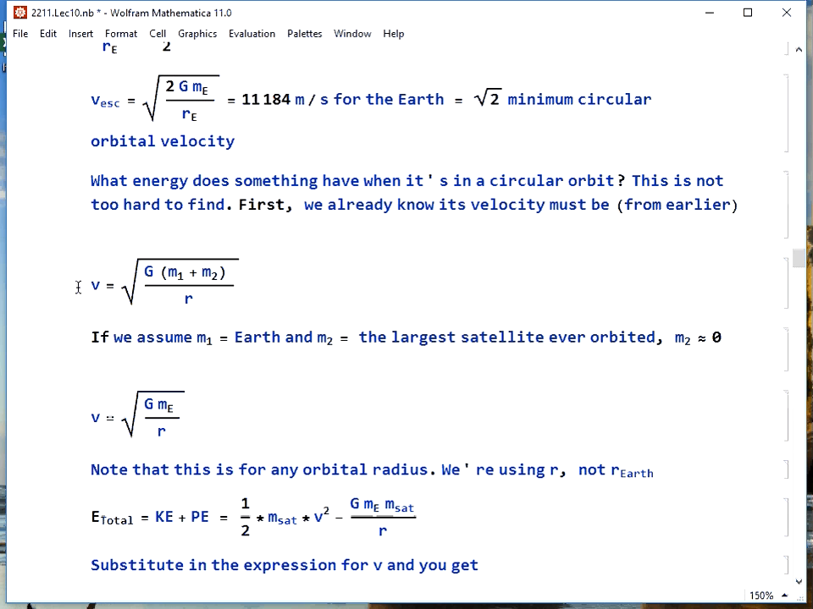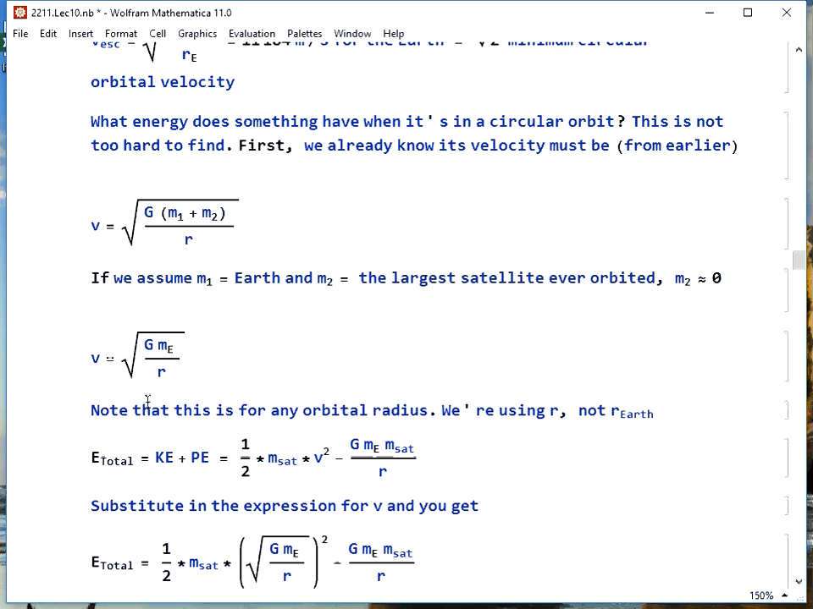So we have V is the square root of G (m1 plus m2) over r for the velocity. If m1 is the Earth and m2 is the largest satellite ever orbited, m2 still might as well be 0. So V is the square root of G m_e over r. Notice this is not going to give us 7,900 meters per second in general, because this is r, the orbital radius of the satellite, not necessarily the Earth's radius.